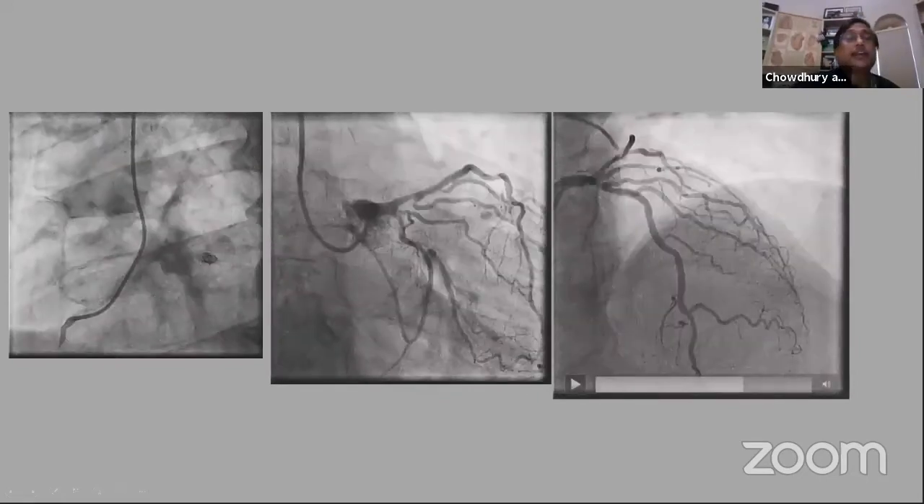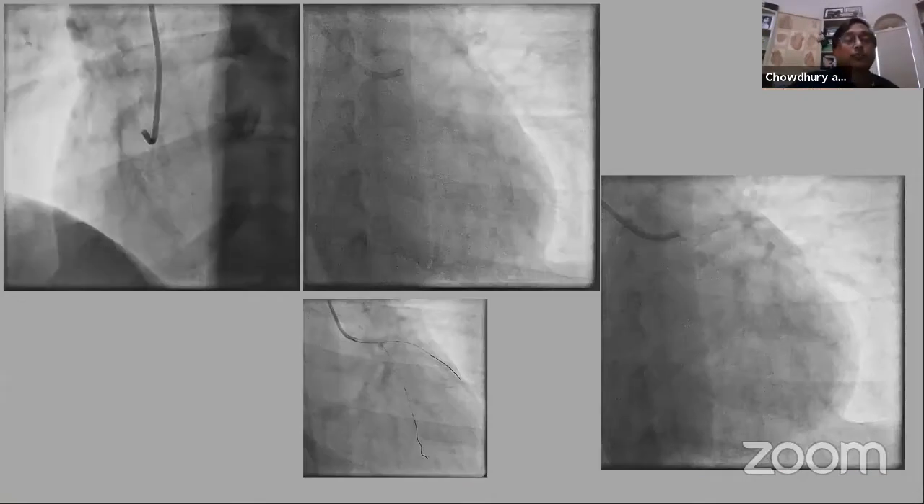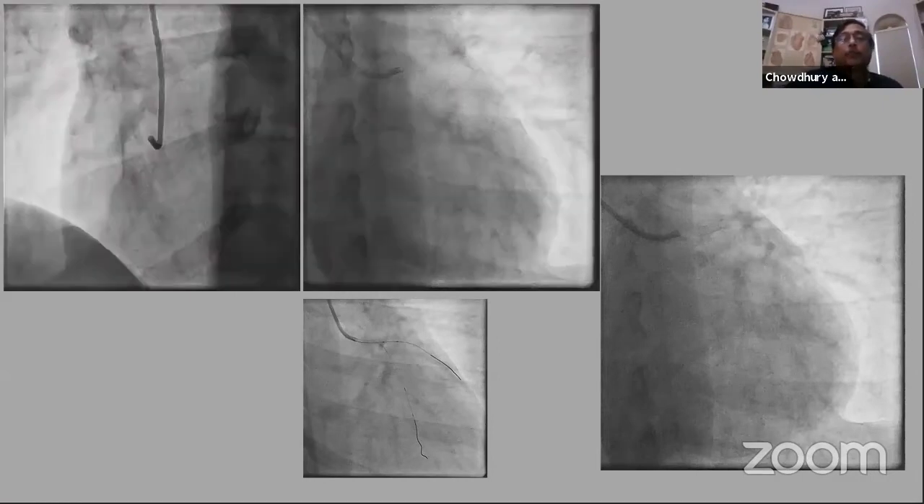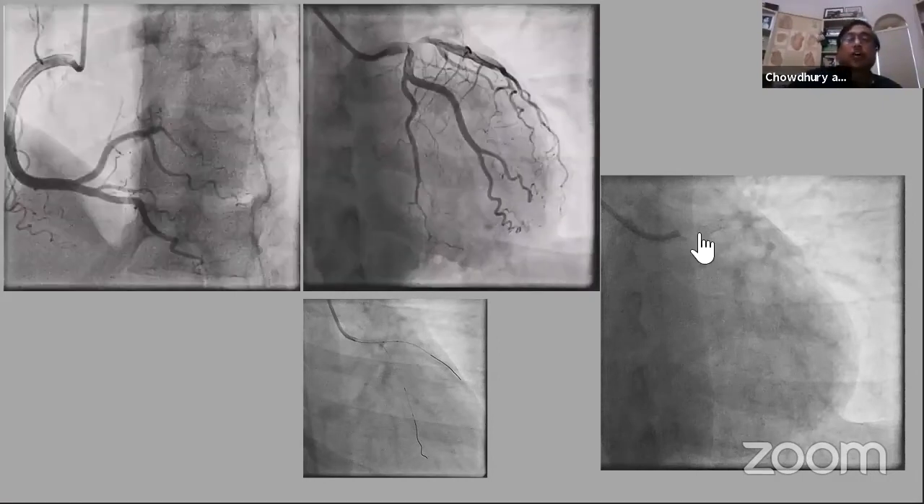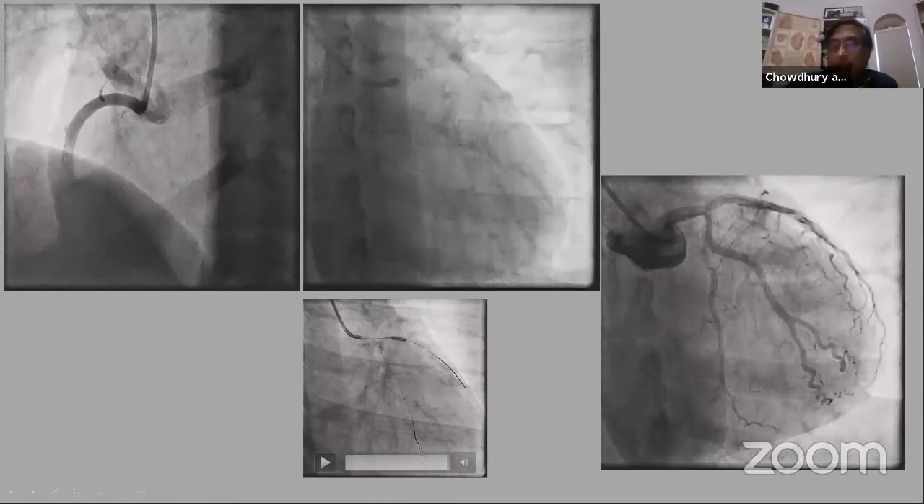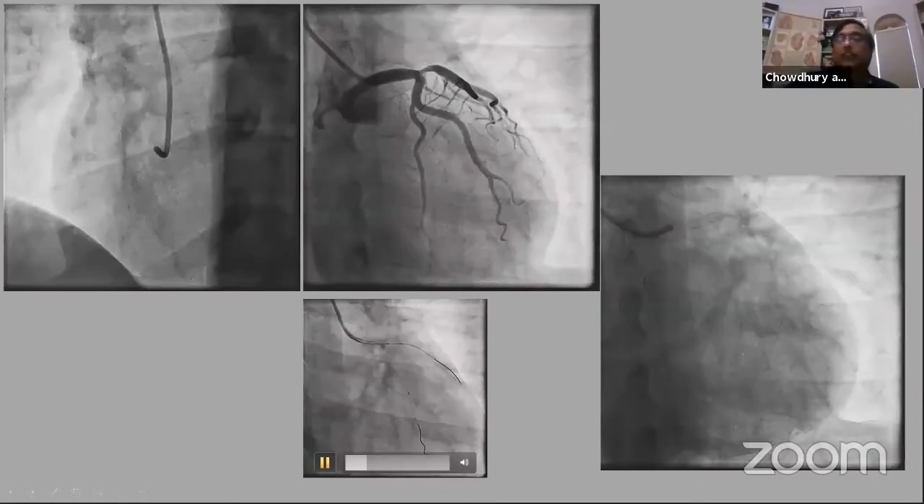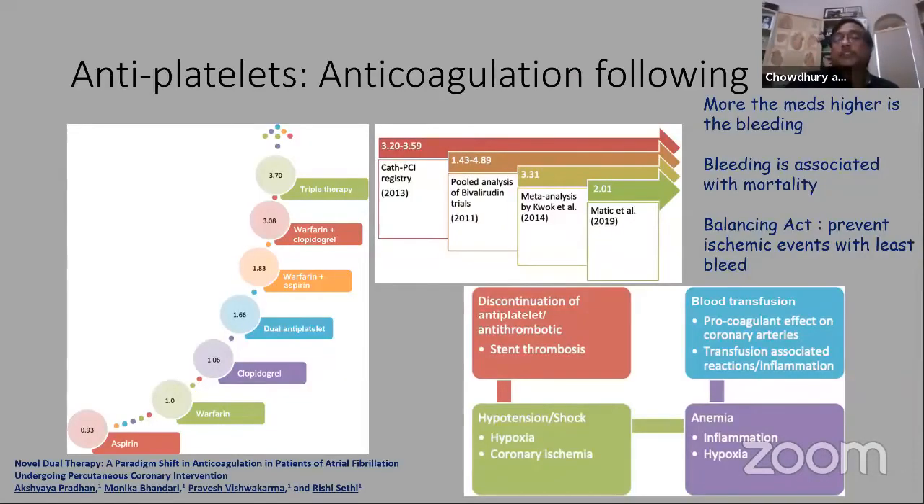And then this 41-year-old got this Lexiscan, the chemical stress test. They are giving the isotope. He went into AFib, and with the AFib, got this ST segment depression. So I said, you don't need any further completion of the scan. This is good enough. But look at this, what we got in this 41-year-old. This is ostial LAD. And then we did the intervention, it came out good, and we did not need anything further. So in the presence of arrhythmias, you can see ST segment depression.